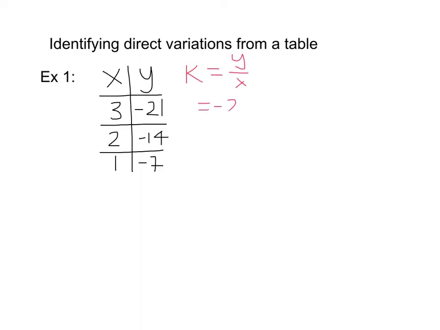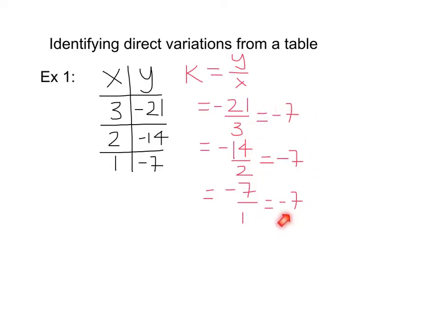So when we take negative 21 and we divide it by 3, we get negative 7. When we take negative 14 and we divide it by 2, we get negative 7. And when we take negative 7 and we divide it by 1, we also get negative 7. So, if you're noticing over here, my constant is the same for all three of these points. So therefore, I do have a direct variation.